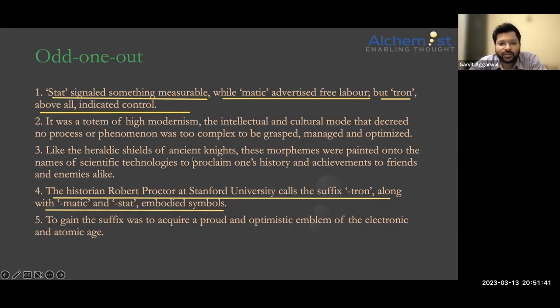Like the heraldic shields of ancient knights, these morphemes were painted onto names of scientific technologies to proclaim one's history and achievements to friends and enemies alike. ये तीनों चीजें जो अंडरलाइन नहीं है 2, 3 and 5, what are they talking about?